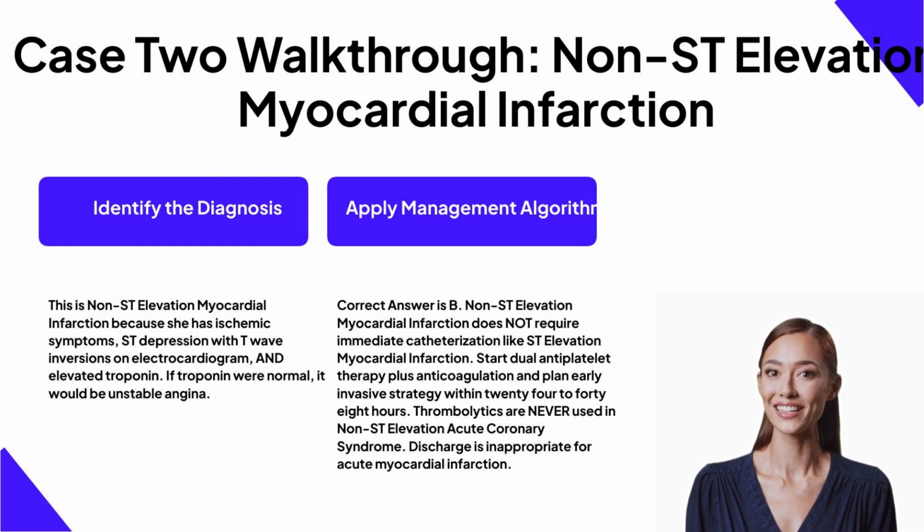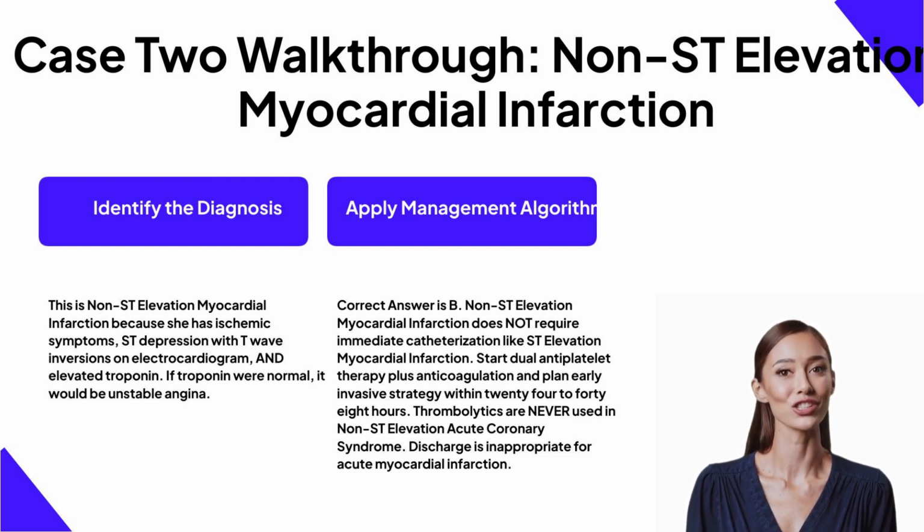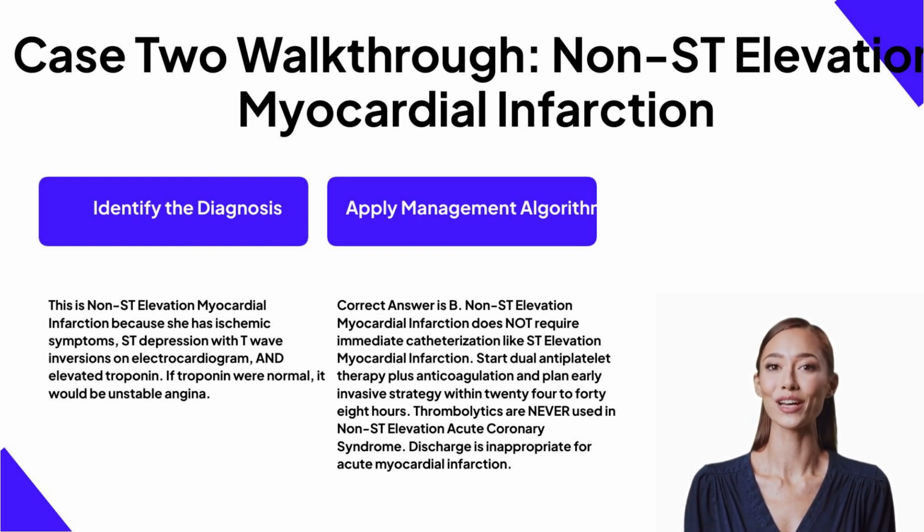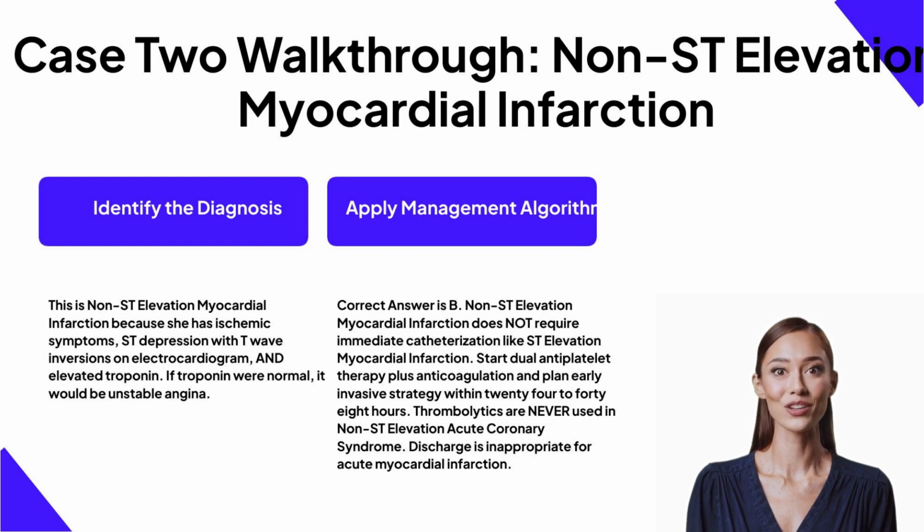This is non-ST elevation myocardial infarction because she has ischemic symptoms, ST depression with T-wave inversions on electrocardiogram, and elevated troponin. Remember, if troponin were normal, this would be unstable angina instead. Now apply the management algorithm. The correct answer is B, non-ST elevation.